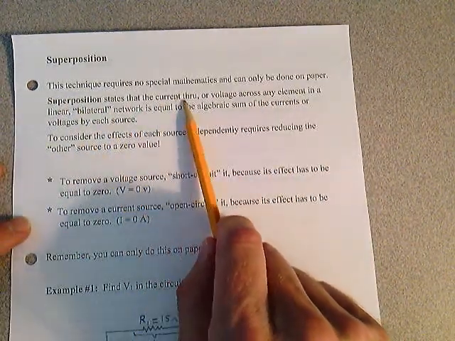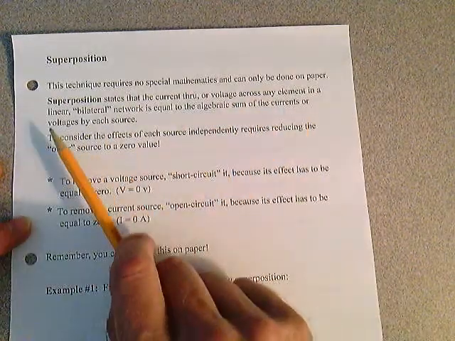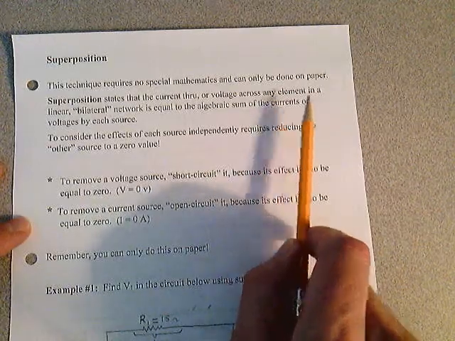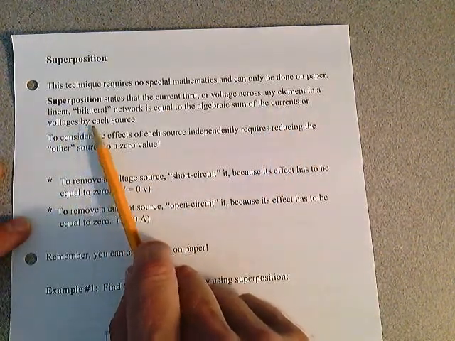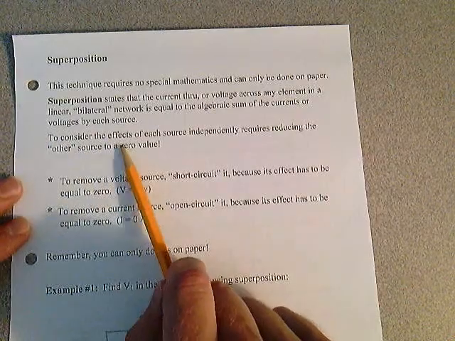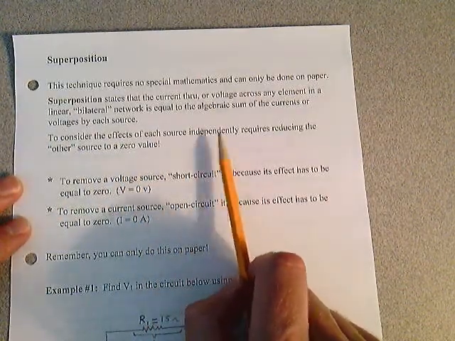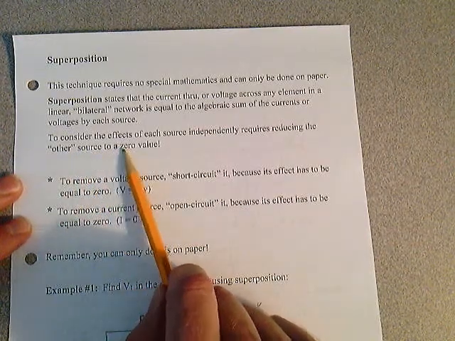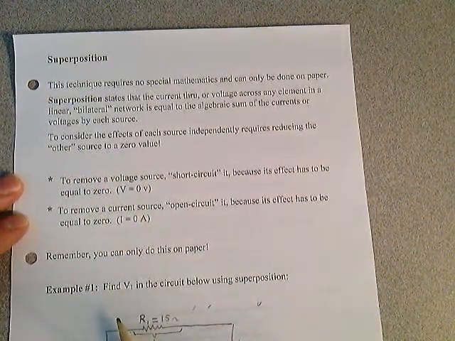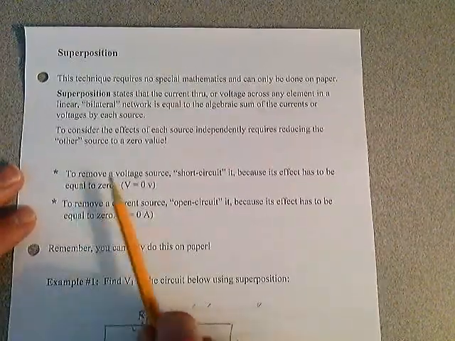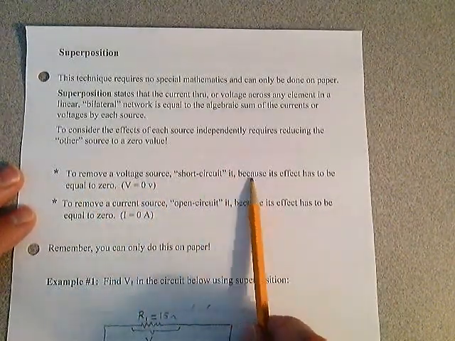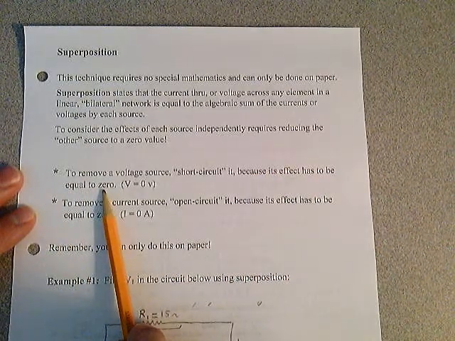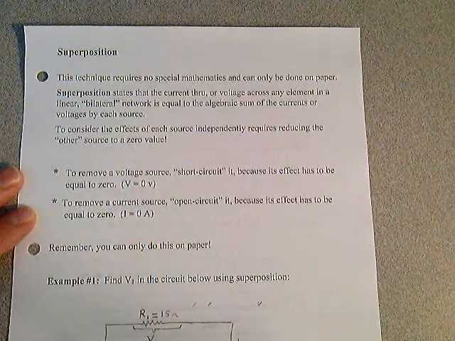Superposition states that the current through or voltage across any element in a linear bilateral network is equal to the algebraic sum of the currents or voltages by each source. To consider the effects of each source independently requires reducing the other source or sources to a zero value. Well, how do you do that? To remove a voltage source, you short circuit it because its effect has to be equal to 0 volts. V equals 0 volts. So you have to short it.